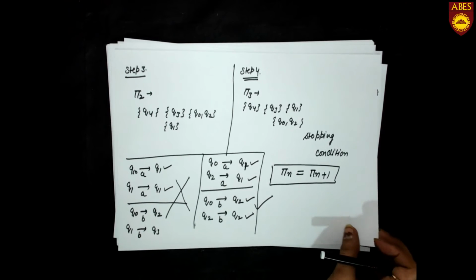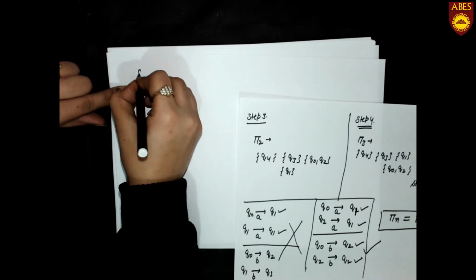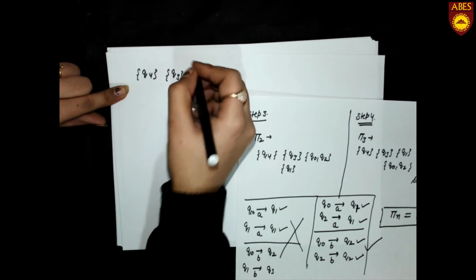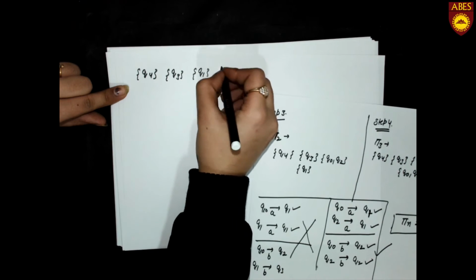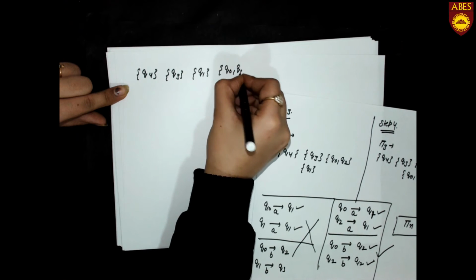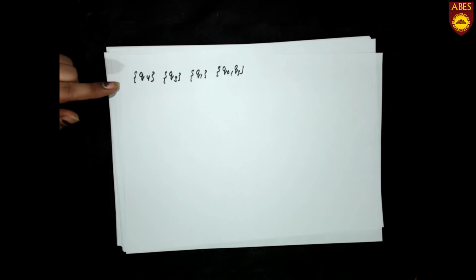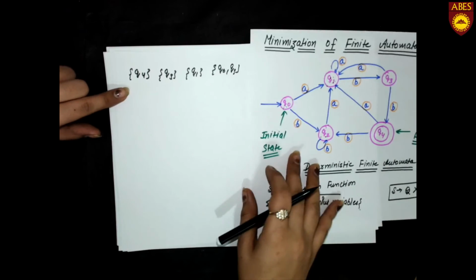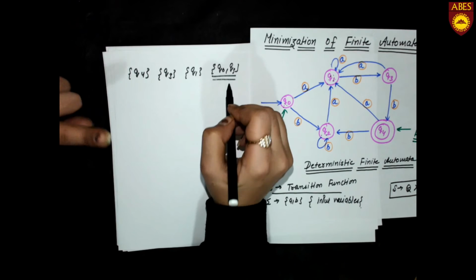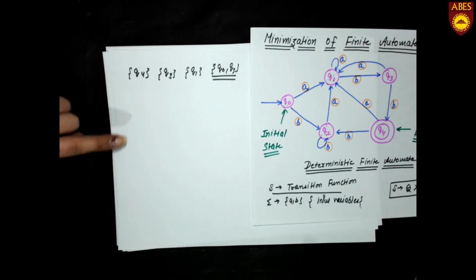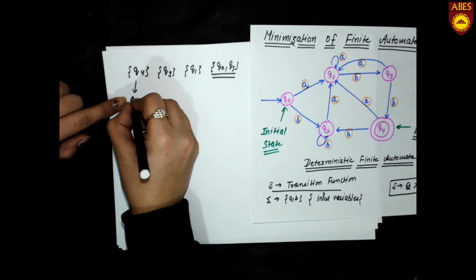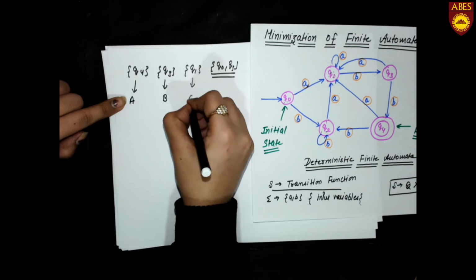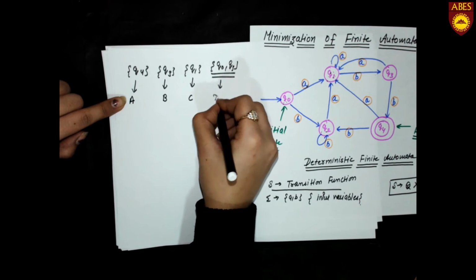Now what will we do to minimize this? Finally, we have the sets Q4, Q3, Q1 and Q0, Q2. Now what will we do? Come to the original deterministic finite automata. You have to combine these two states into a single state. Now you can write Q4 as A, Q3 as B, Q1 as C and Q0, Q2 as D.